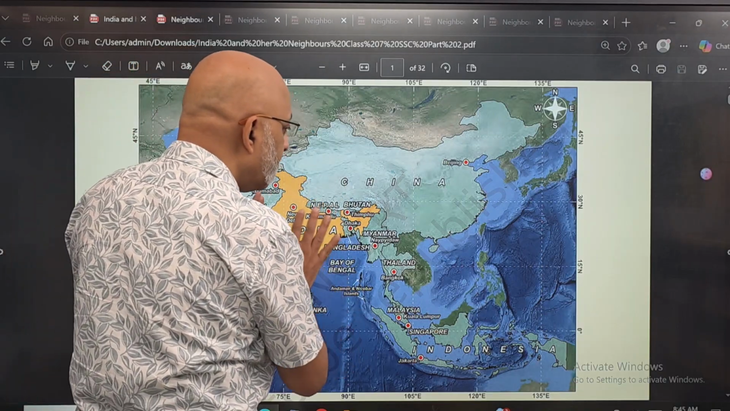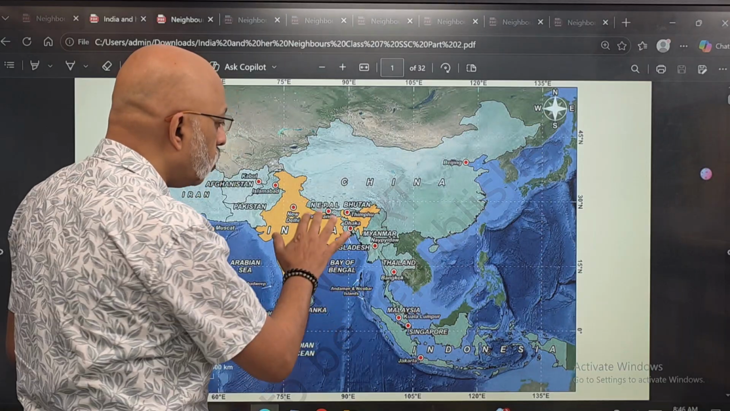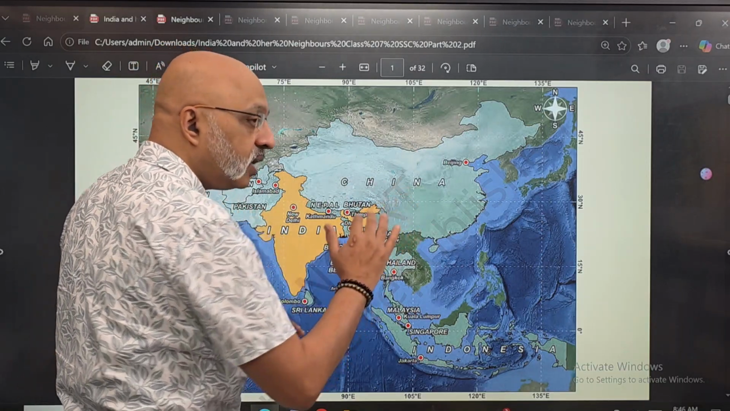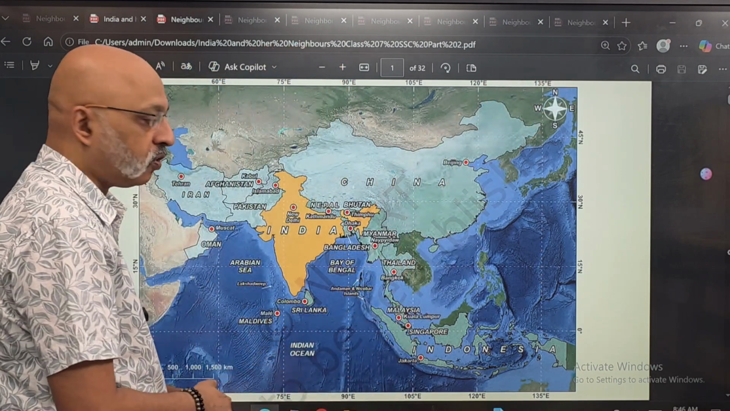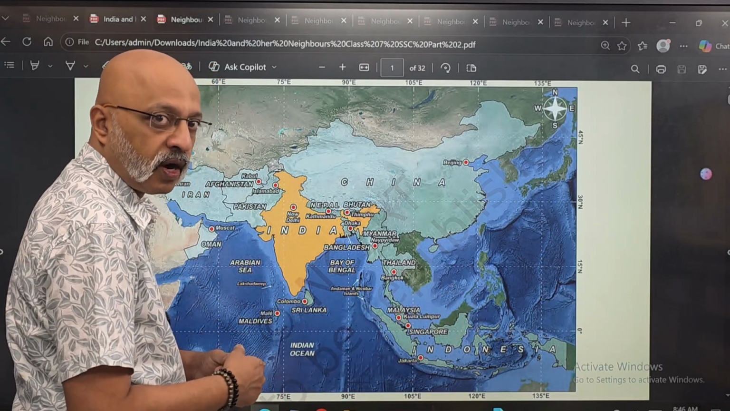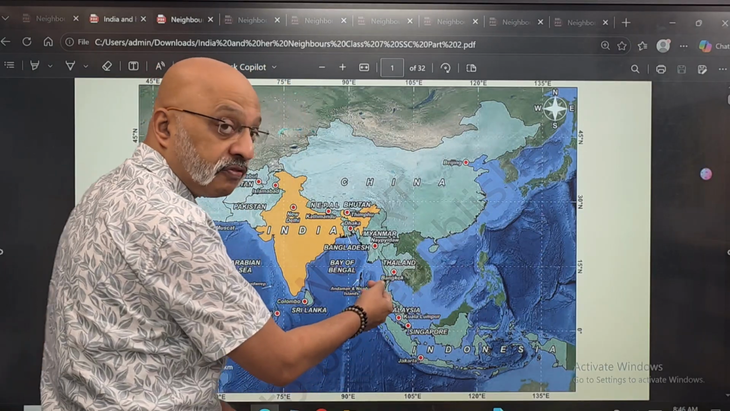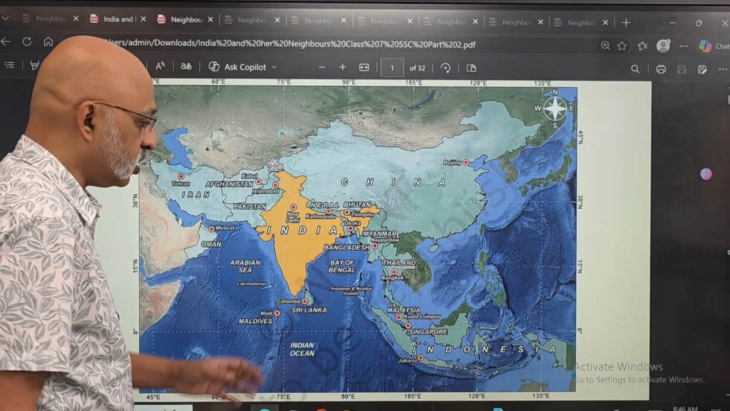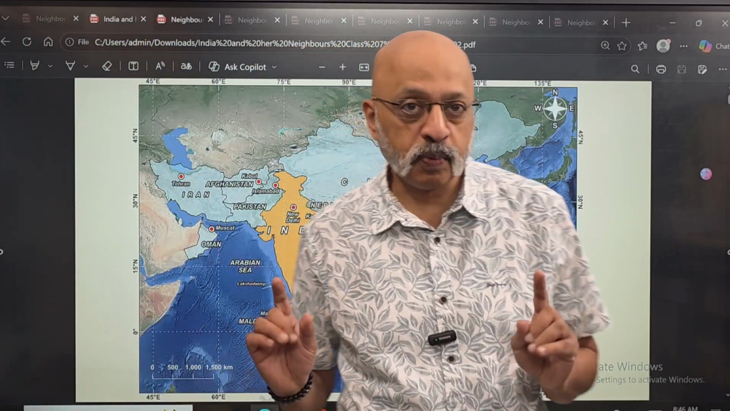Then towards the northeast part of India, we have China, we have Nepal, and we have Bhutan. That is all towards the northeastern part of India. The southeastern part of India will have countries like Bangladesh towards the east part of India, then Myanmar, which was earlier known as Burma. You have Thailand, you have Malaysia, and Indonesia. So these are the different countries that we are going to focus on in this particular chapter.